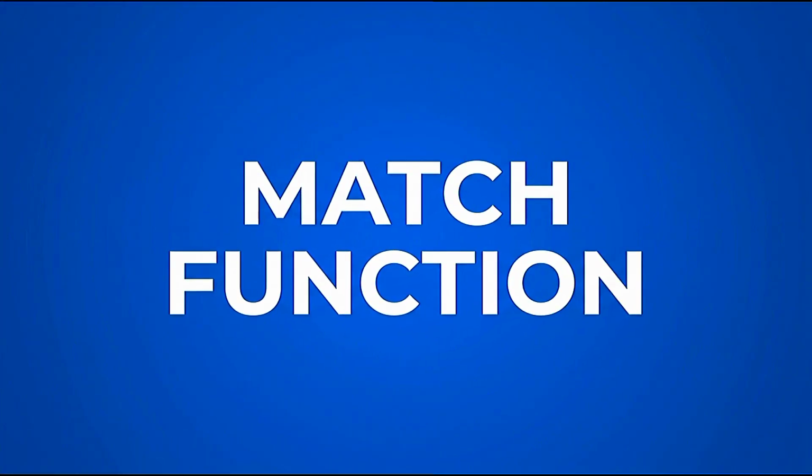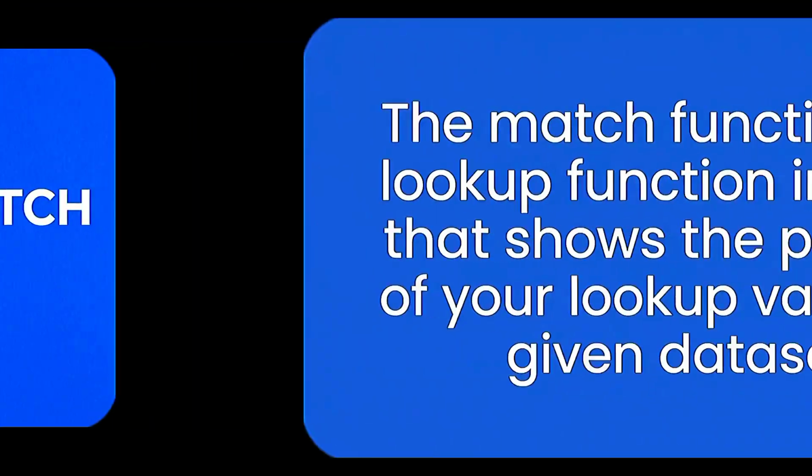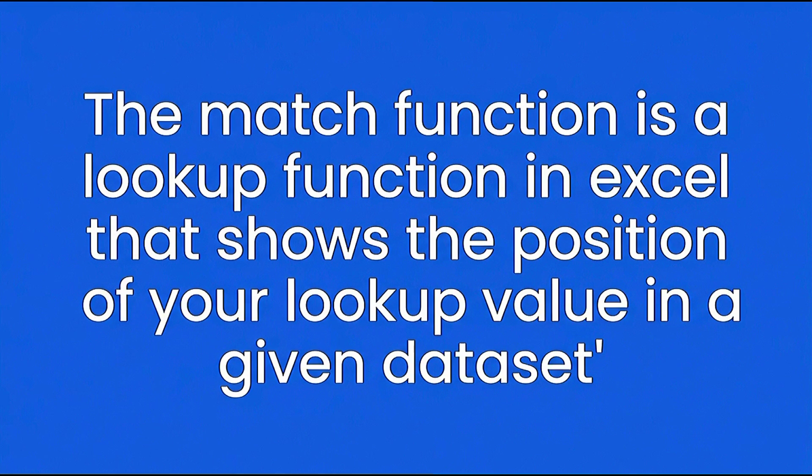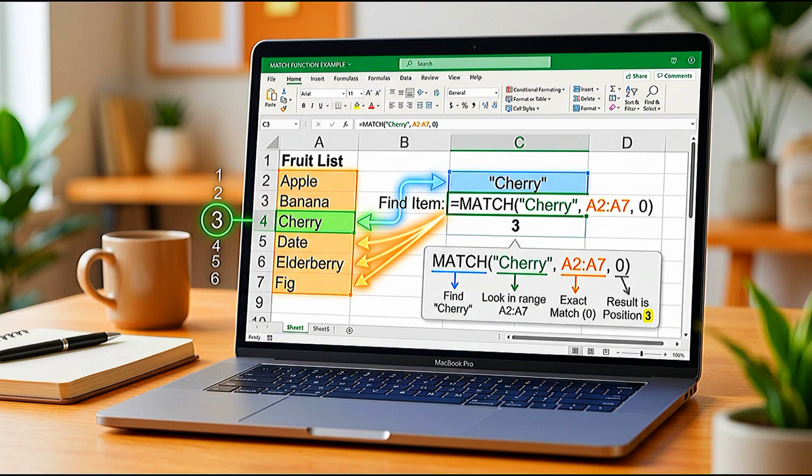Let's look at the next lookup function, which is the MATCH function. What does the MATCH function do? The MATCH function is a lookup function that shows the position of your lookup value in a given data set. Look at this fruit list on the screen. We have apple, banana, cherry, date, elderberry, and fig. If I want to know the position of cherry, cherry becomes my lookup value.